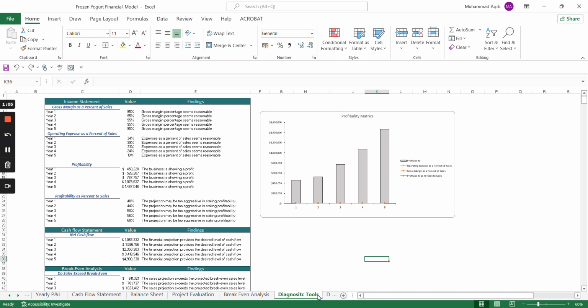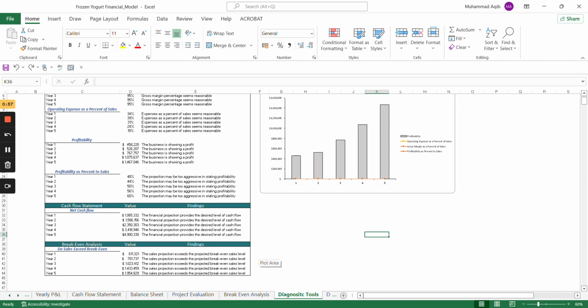Moving on to the diagnostic tools. The diagnostic tools summarizes income statement, cash flow statement, as well as balance sheet and break-even analysis so that the business is summarized and the decision can be made accordingly.